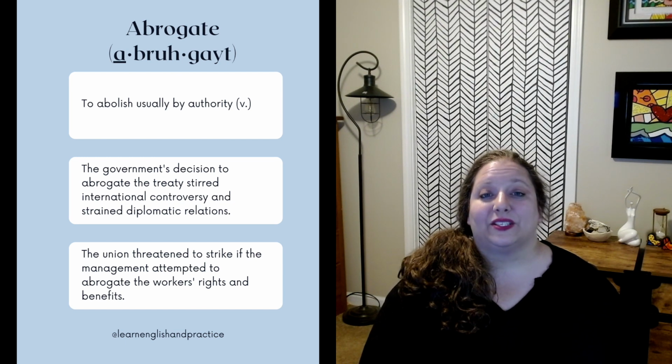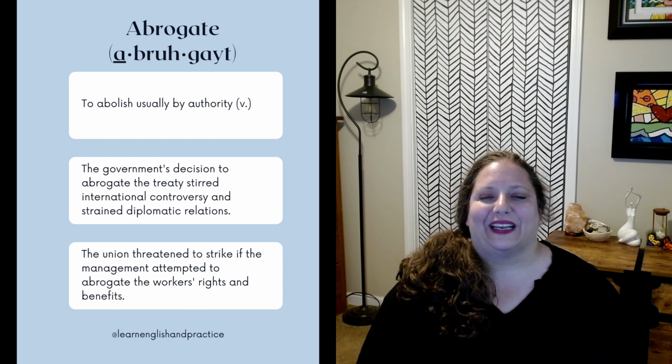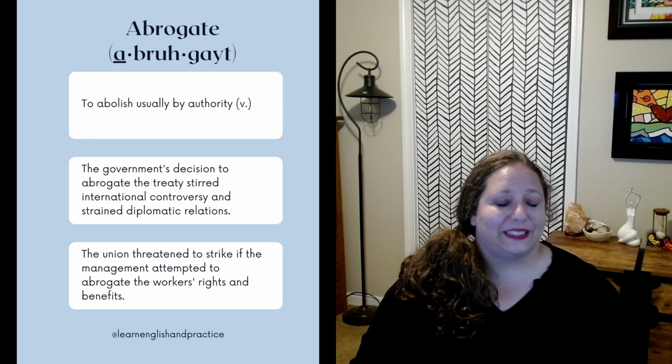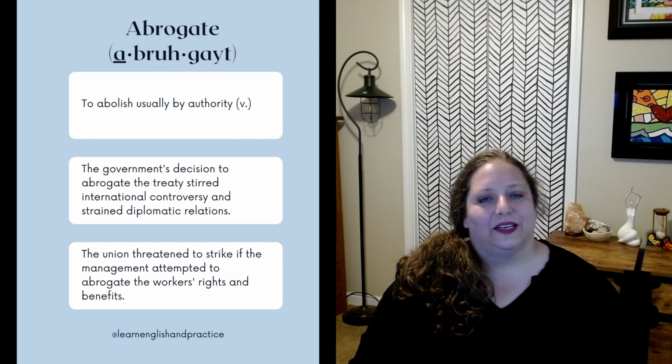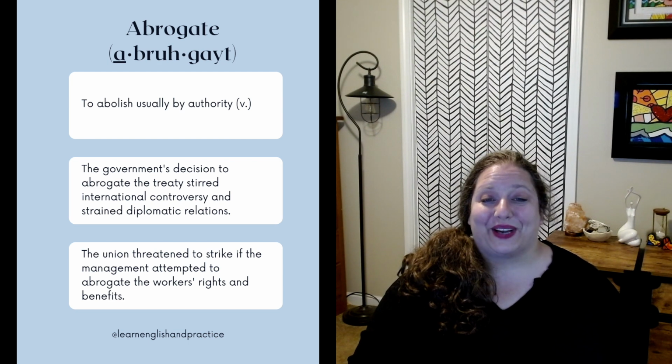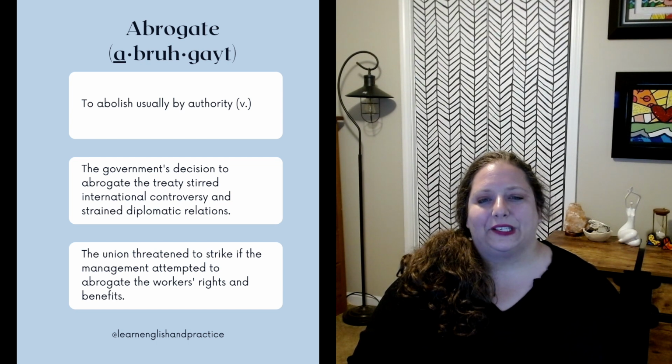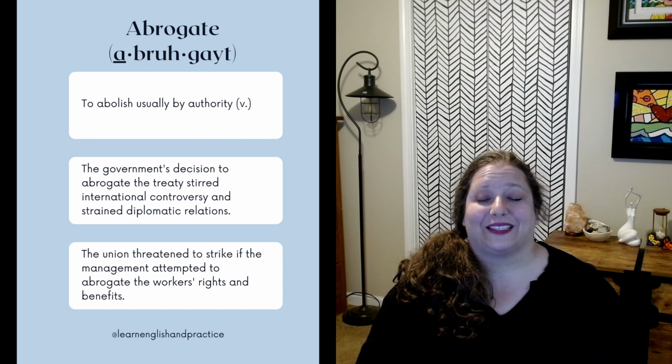Abrogate. This means to abolish, usually by authority. It's a verb. So to abrogate something means to stop it, to shut it down, to get rid of it. Examples are, the government's decision to abrogate the treaty stirred international controversy and strained diplomatic relations. The union threatened to strike if management attempted to abrogate the workers' rights and benefits.